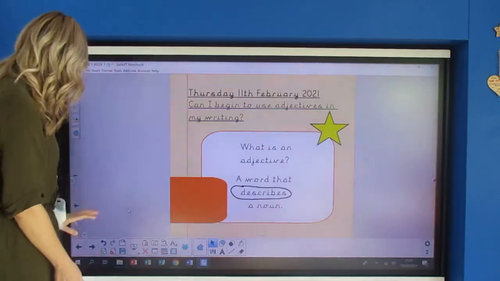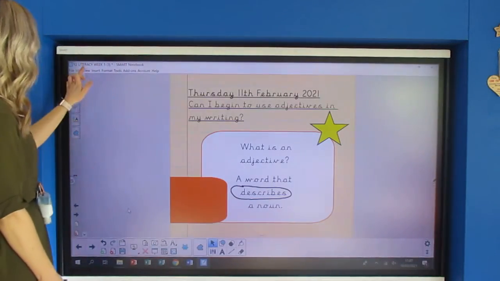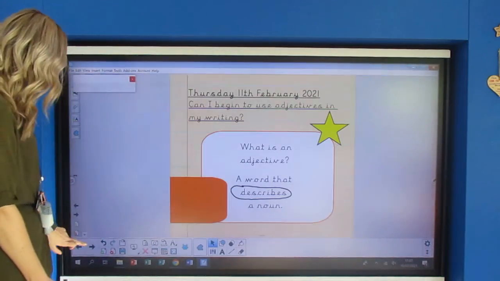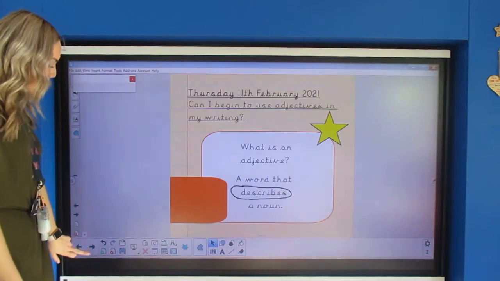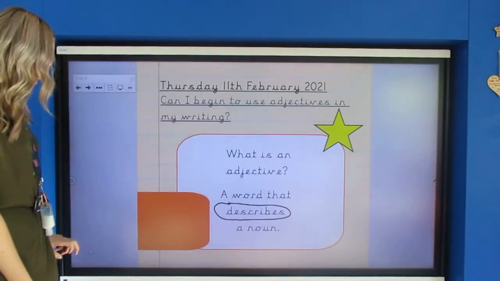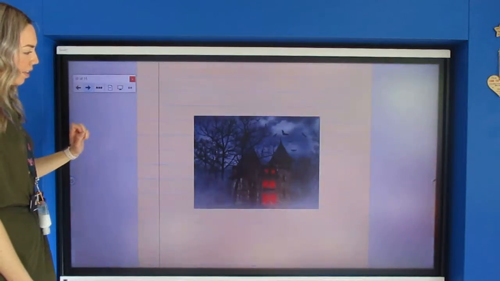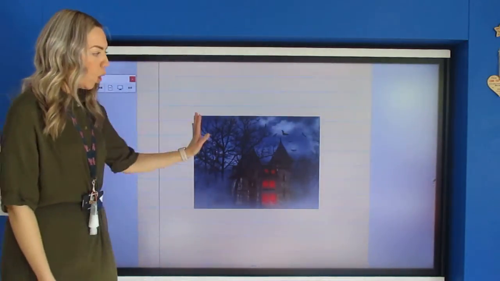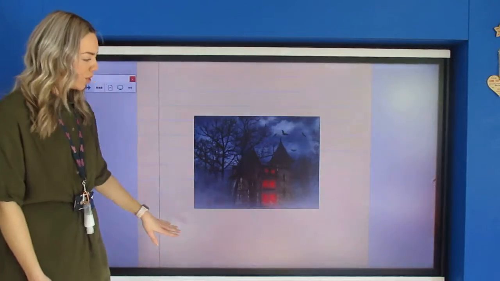Shall we have a look at what I would like us to write our story about? Okay, let's have a look. So, I would like us today to write our story about this picture here. Okay, can you all see that? It is a haunted house.